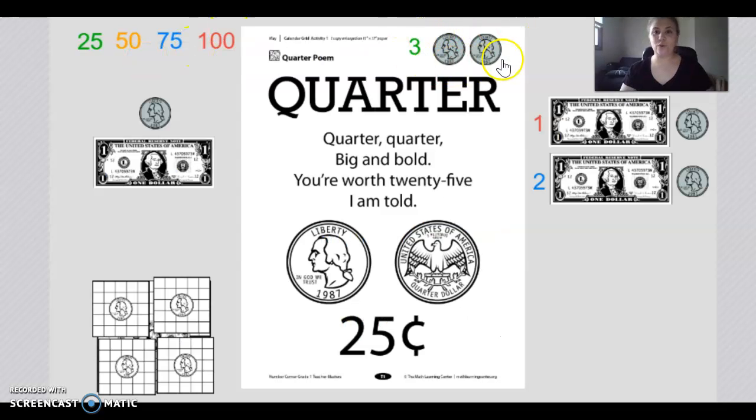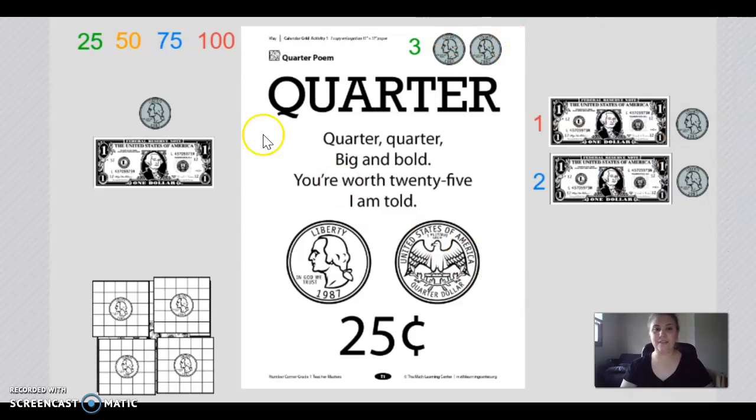So far we have 2 quarters, and that equals 50 cents. Let's add another one for today. Now, how much money do we have? We have 1, 2, 3 quarters, so let's check. 25, 50, 75. We have 75 cents.